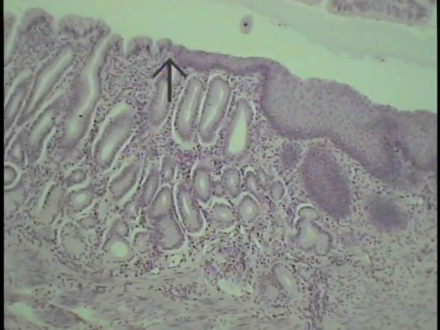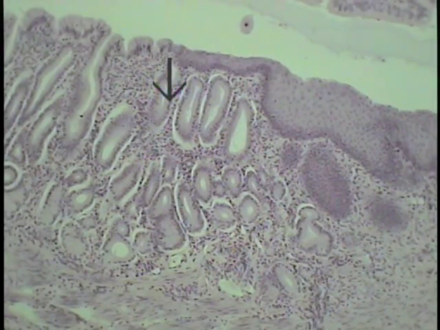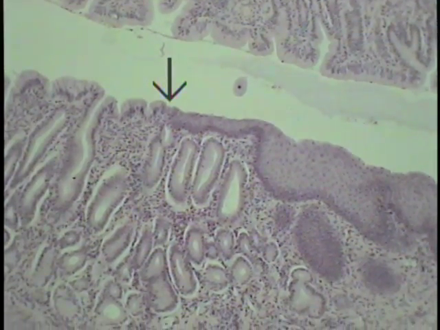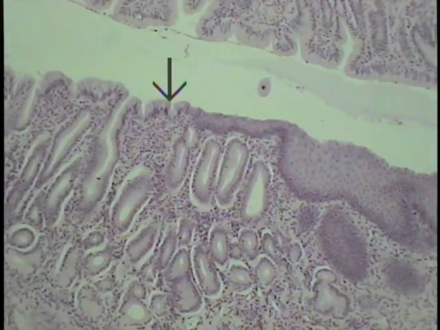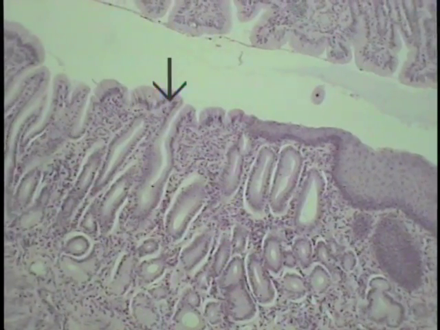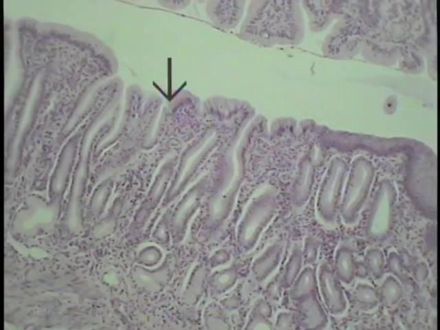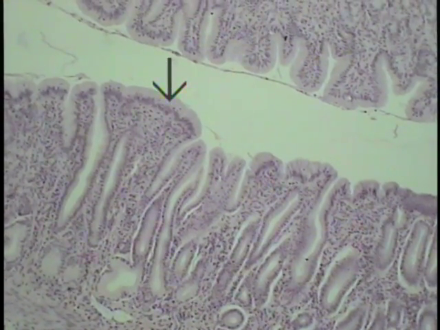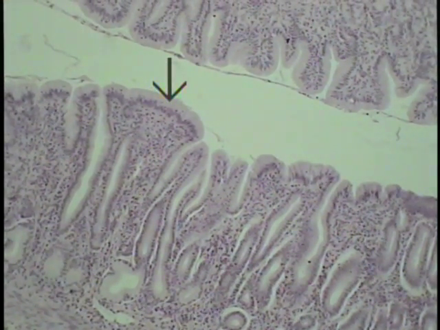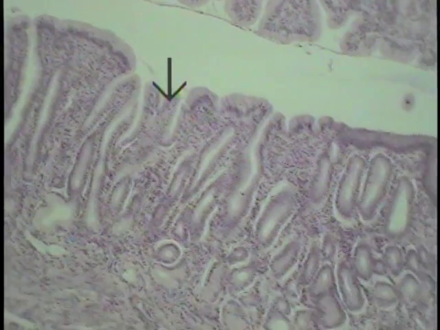So one sees here, at this particular location, a very, very abrupt junction where the stratified squamous, non-keratinized wet variety that lined the esophagus throughout its length is now changing very abruptly to the simple columnar lining epithelium so characteristic of the stomach. A very tall, mucus-secreting, simple columnar type of epithelium.